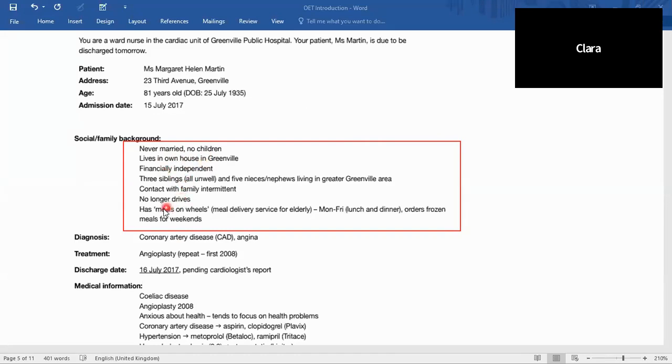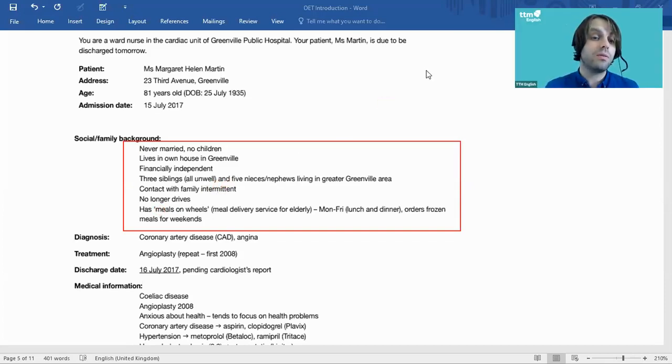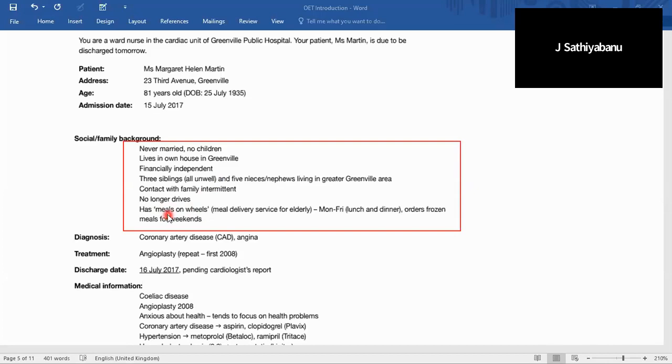And she doesn't have regular contact with her family. Good. She doesn't have regular contact. Good. And the food? Meals on wheels, right? Okay, good, guys.